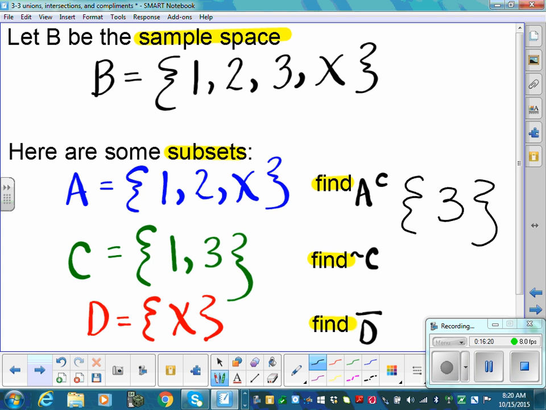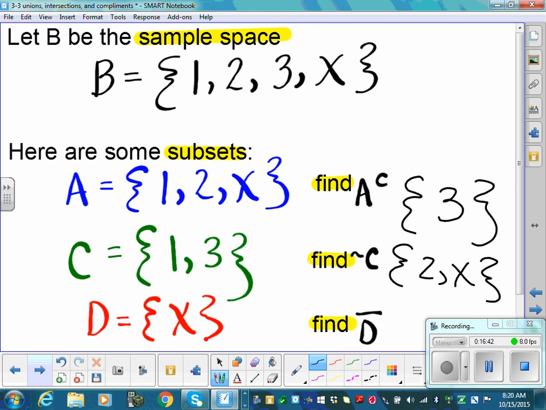Okay, so then with this one, we're asked to find the complement of C. So that means everything not in C that was in the sample space. So we had a 1 and 3. What did we leave out? A 2 and an X. So this would be the set of 2 and X. Does it make sense? Yes or no?